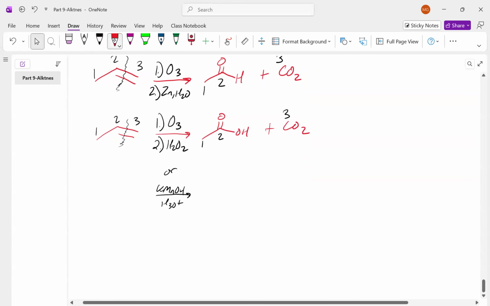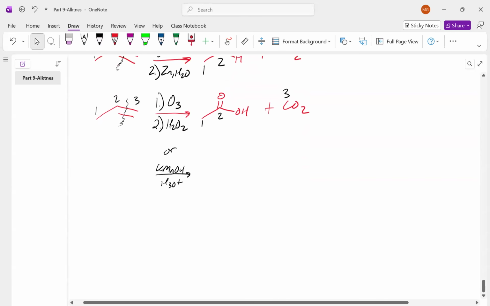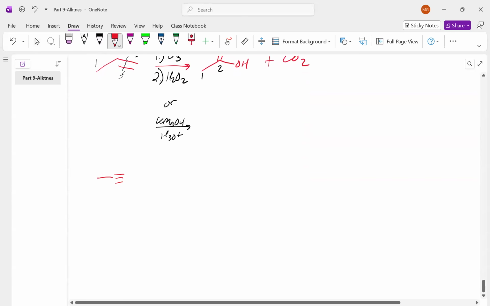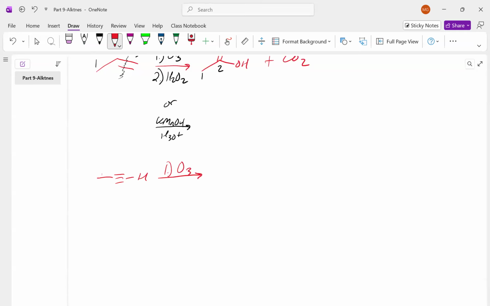We could do the same thing with alkynes. We just learned this in this unit. If I take a terminal alkyne, react it with ozone and water, it'll make a carboxylic acid and carbon dioxide. Again, we're cleaving those pi bonds. That's why it's called oxidative cleavage, because we're using oxygen, an oxidizing agent. And the cleavage comes from the fact that we're breaking those bonds.